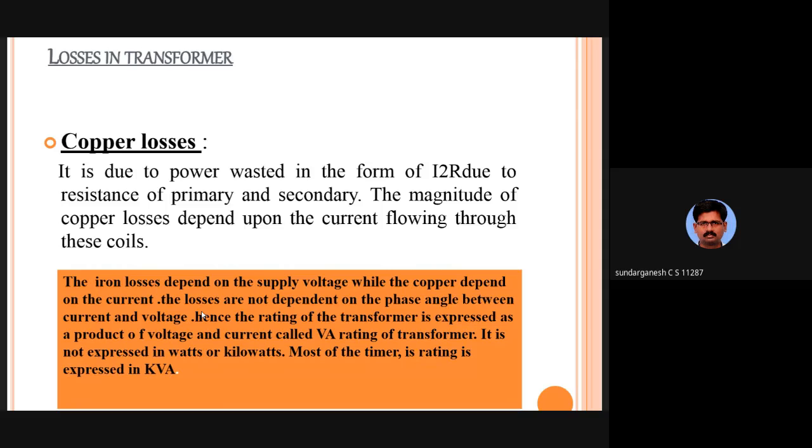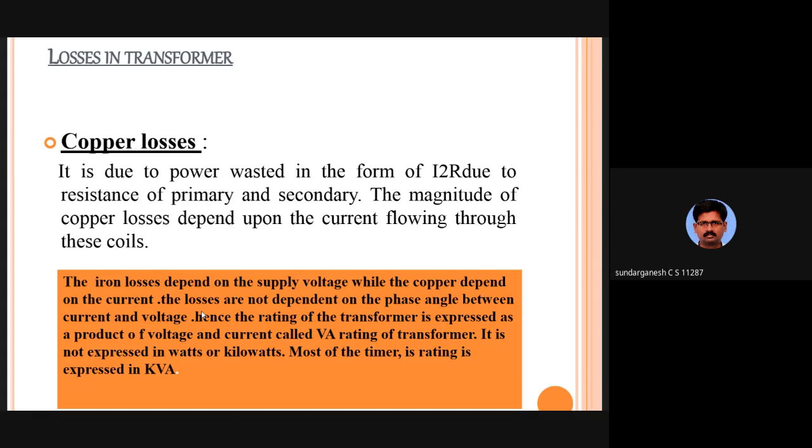So losses: you have copper losses and iron losses in a transformer. The first one is copper loss. It is the loss that occurs in the resistance of both the primary and secondary coils. We know the heat loss is the copper loss, so heat loss is equal to I squared R. The magnitude of the copper loss depends upon the current flowing through the primary and the secondary.